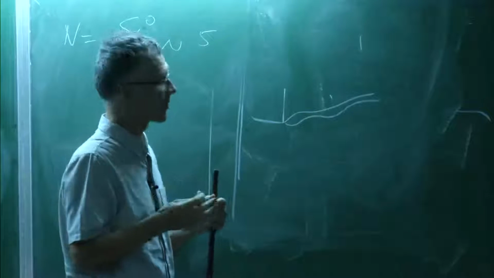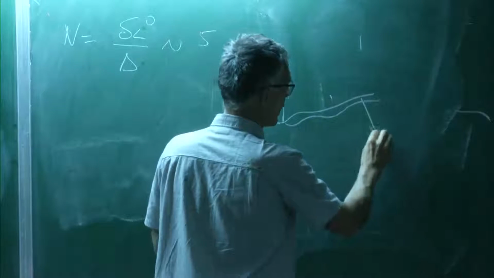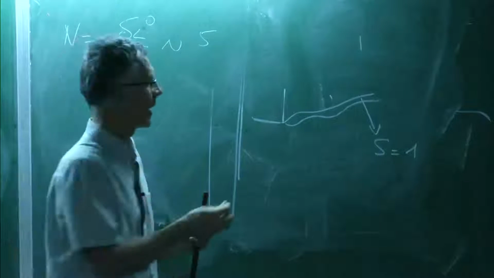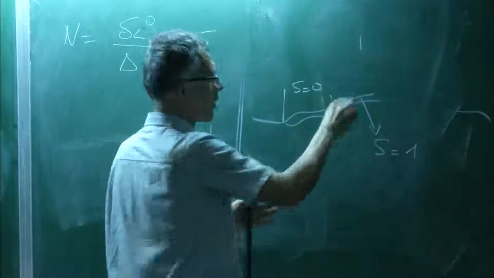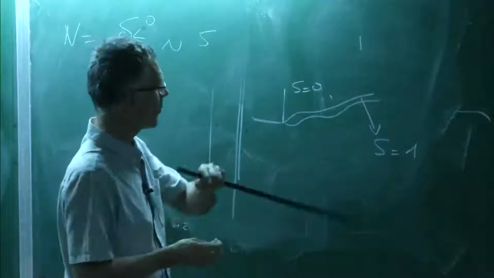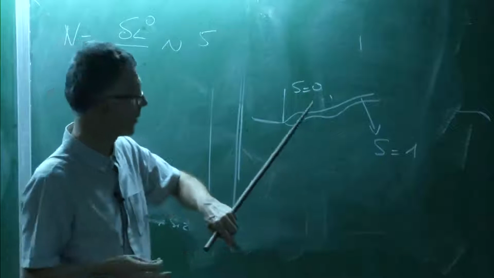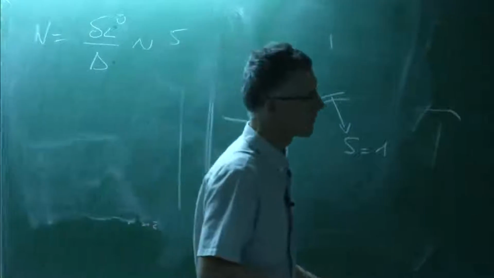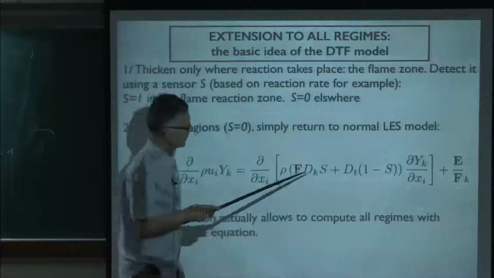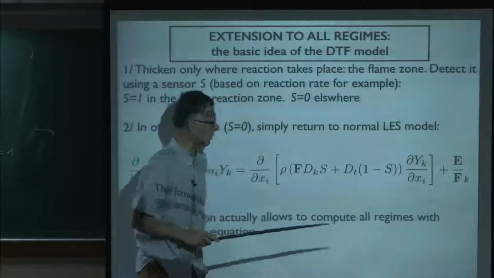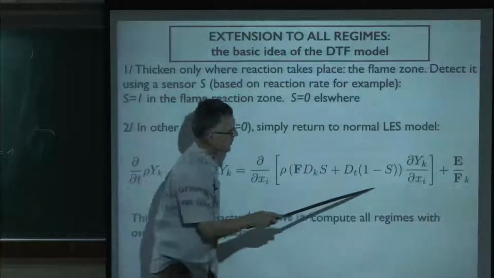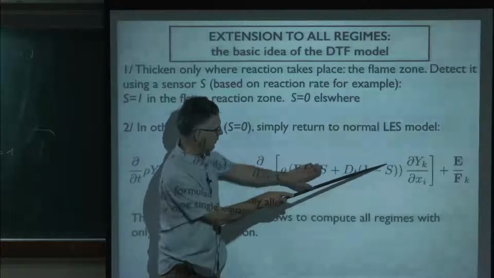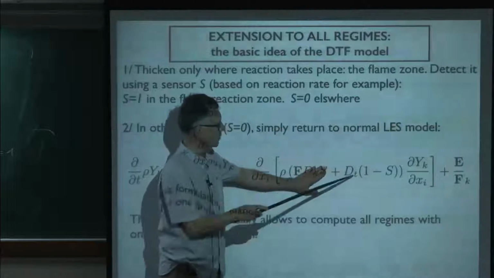So the idea was to say, we're going to define a sensor, S, which is 1 in the places where there is a flame, and it's 0 everywhere around it. So far away from the flame, we'll have a normal LES model. In the flame, we'll have the thickened flame model. And this is done that way. You just have to use the same model here for the chemistry. And here the diffusion term is written in this way. This is the sensor. So when the sensor is 0, there is no flame, this thing goes to 0, and you're left with the usual diffusion term.